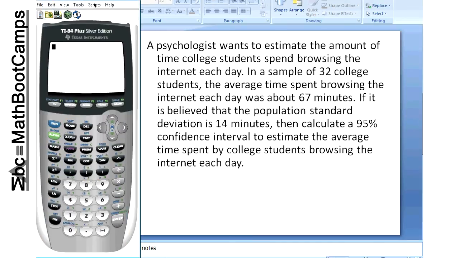Hi, this is Jeremy with Math Bootcamps, and in this video I'm going to show you how to find z-intervals and t-intervals on the TI-84 calculator. This will also work on the TI-83.